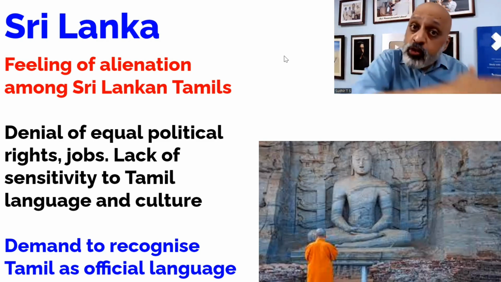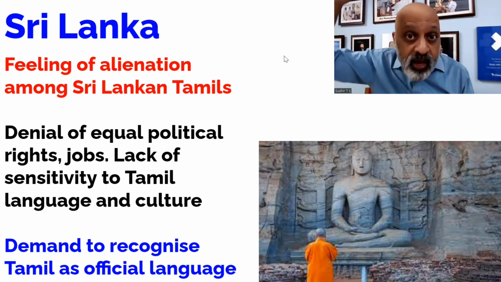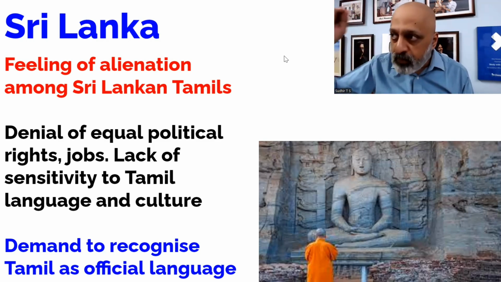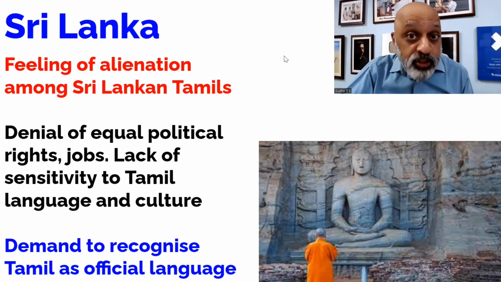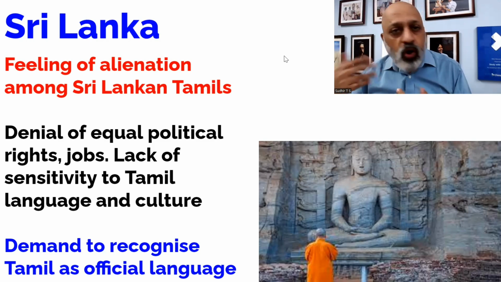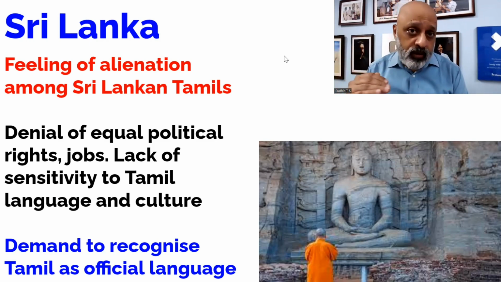There were a lot of refugees who started coming into Tamil Nadu. Even today, there are Tamil refugees living in camps in different parts of Tamil Nadu, be it Rameshwaram, be it even Chennai, right? It led to civil war, a lot of clashes through the 1980s, 1990s, till the death of Prabhakaran.